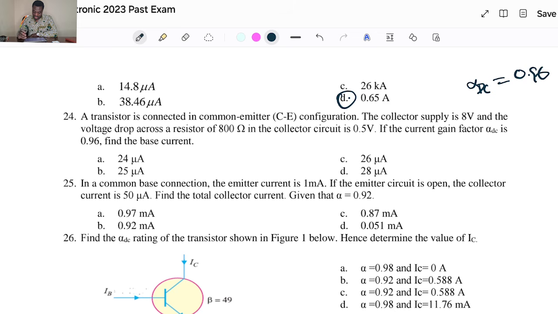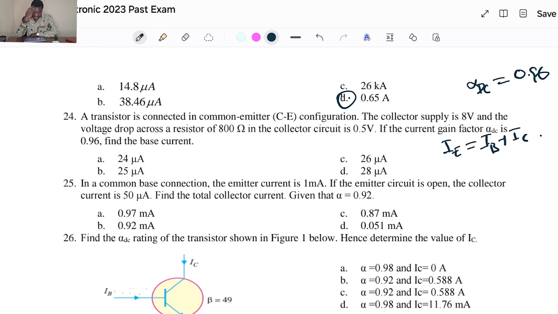If the current gain factor is 0.96, find the base current. So we want IB, the base current. To find this base current, we know that the emitter current is equal to the base current plus the collector current, right?